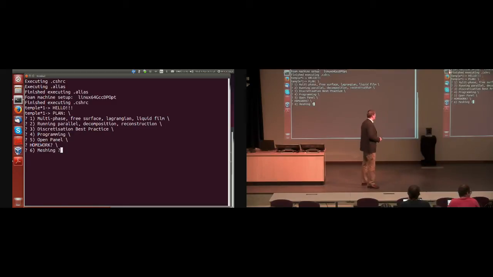Okay. So I suggest that we do 1 and 2, then do some programming, move discretization best practice in the afternoon, and then discuss between OpenFOAM and meshing. Okay?